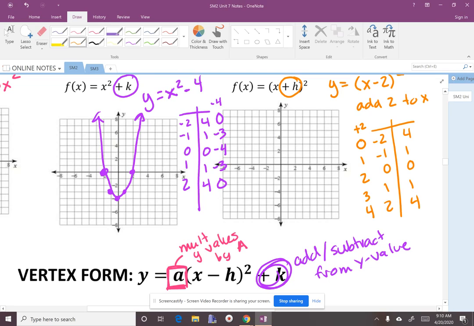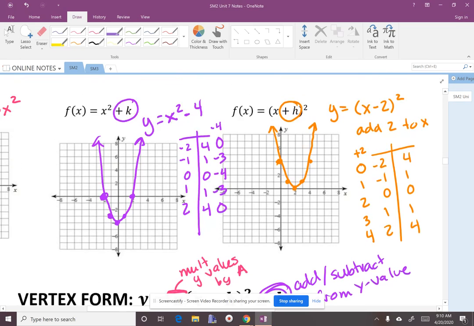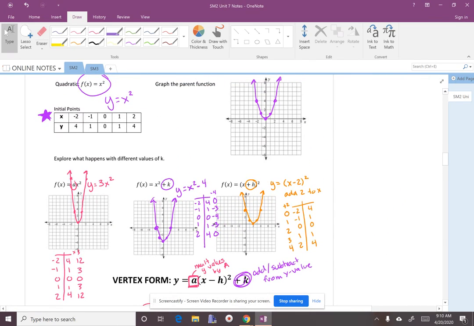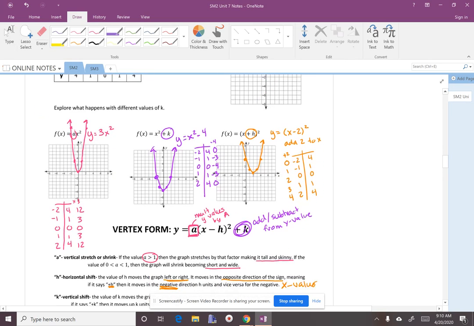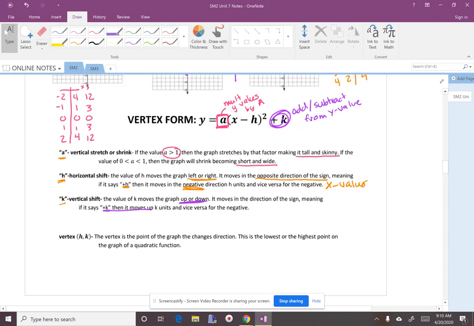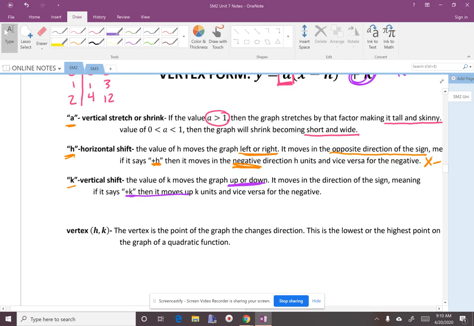So I'm going to graph this, and my first point is at 0, 4. Then my next point is at 1, 1, 2, 0, 3, 1, and 4, 4. So this has taken my graph, the original parent function, and it has moved it over 2. Okay? So the main thing you need to understand from this, you need to know what A, H, and K do. Okay? What their purpose is and how it changes the graph.